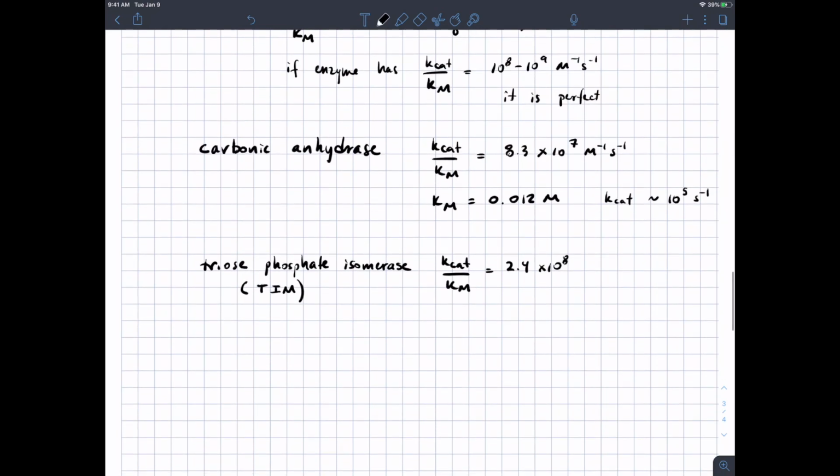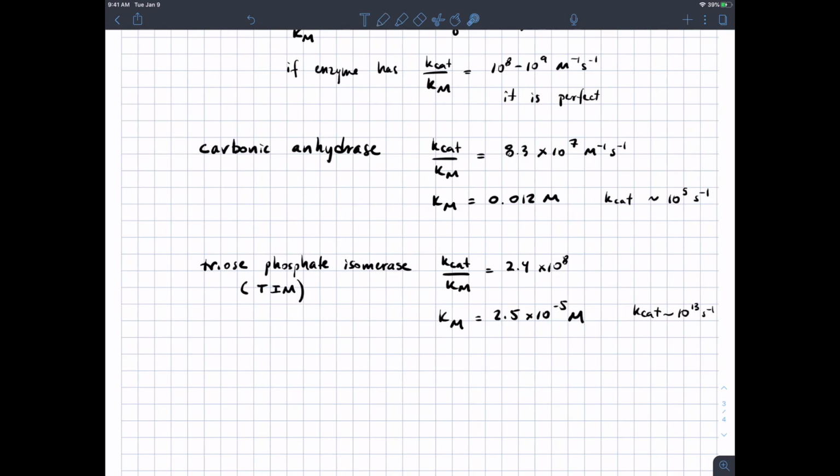Now, the substrate concentration for triose phosphate isomerase, its substrate is dihydroxyacetone phosphate, and its substrate concentration is a lot lower than the substrate concentration for carbonic anhydrase. And so Km for this enzyme is also a lot lower, 2.5 times 10 to the minus 5 molar. And that puts kcat actually needing to be on the order of 10 to the 13 per second.